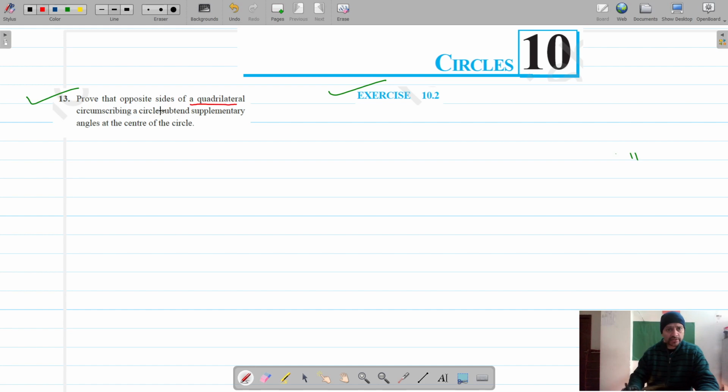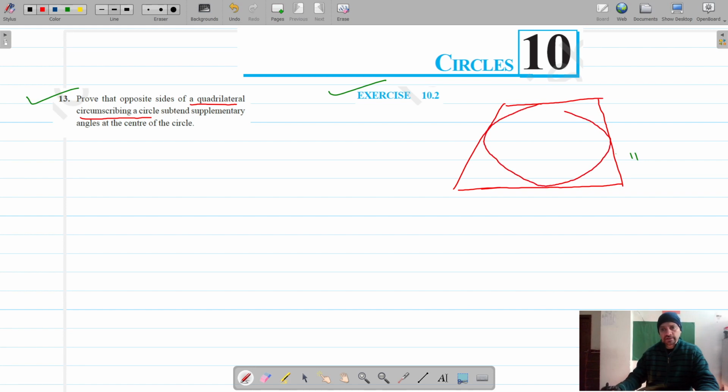So there is a quadrilateral that's circumscribing a circle. Let's draw the quadrilateral first. So let's say this is the quadrilateral, which is circumscribing a circle. I will just sketch a rough figure for this. So this is the quadrilateral, let's say it's A, B, C, and D, and it's circumscribing a circle. So it's touching the circle at points P, Q, R, and S.